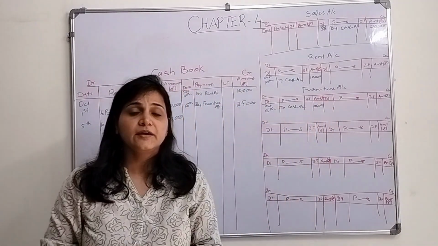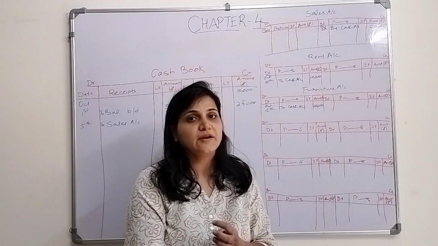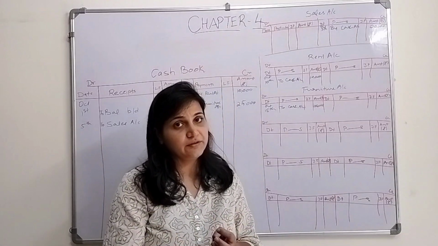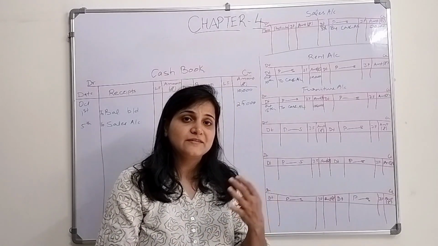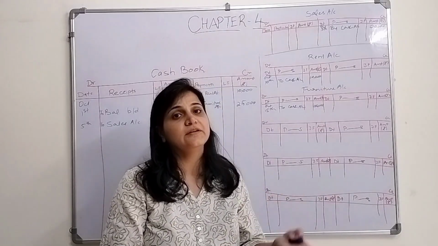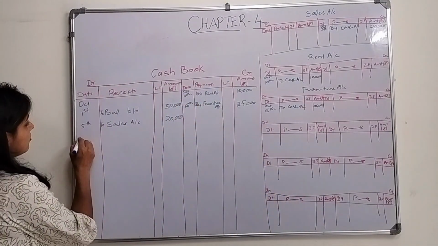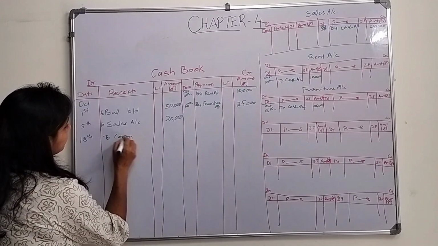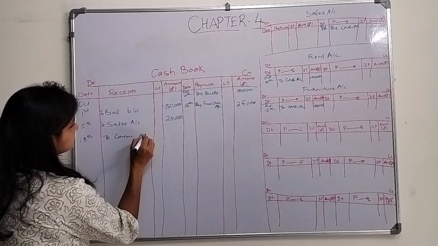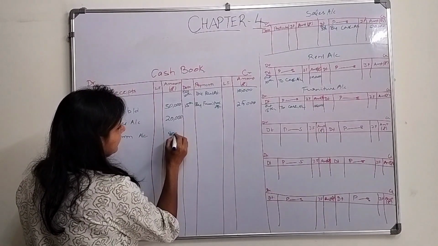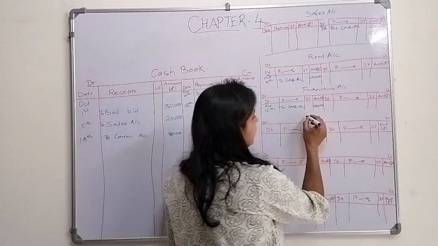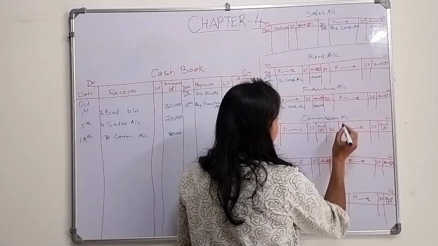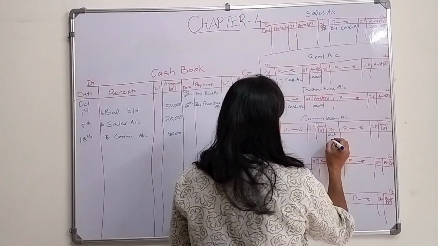25,000. Now if I have received some kind of commission, commission income, we will credit it, and we have received cash, which is an asset, we will debit it. Now let's say on 18th I received a commission worth rupees 8,000. Here I'll prepare October 18th.